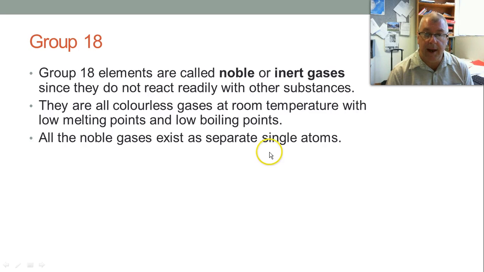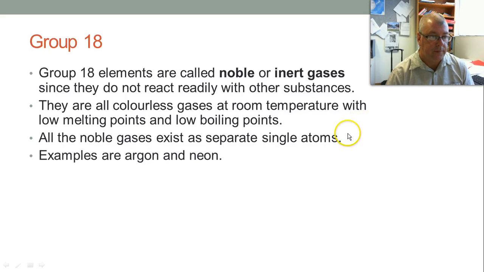They exist as separate atoms, they don't even have to join with each other, so if you have something like neon or argon, they're just atoms bobbing around, whereas with other gases like oxygen and hydrogen, oxygen is 2 oxygens joined together, and hydrogen is 2 hydrogens joined together. So just remember that as well.